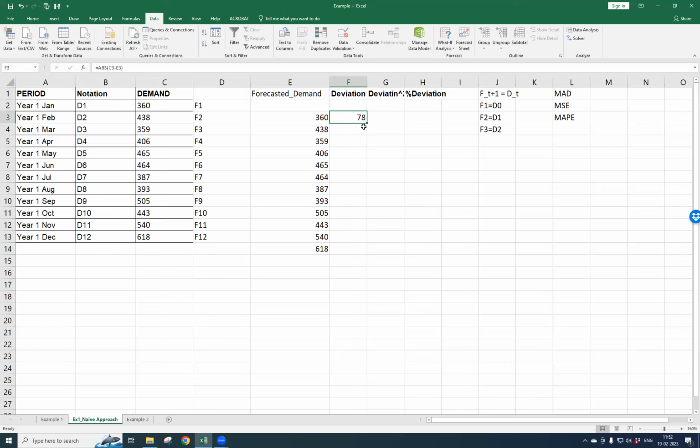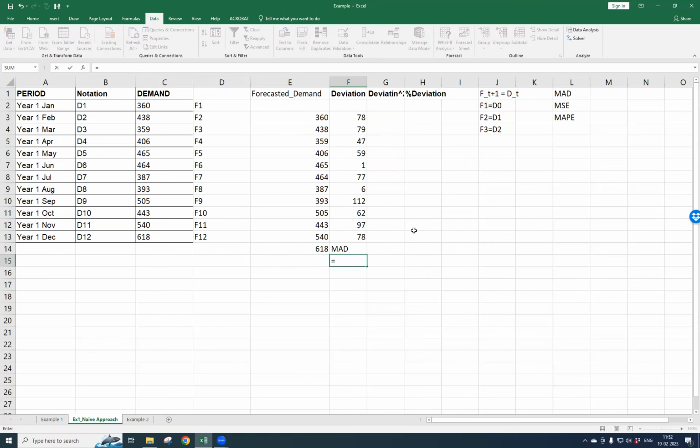Okay, so this is the deviation. We calculate all of this. Please note that we do not take the deviation for the last one, which is the forecasted demand, because there is no actual demand value over here. Now, mean absolute deviation is nothing but the average of the deviation values.